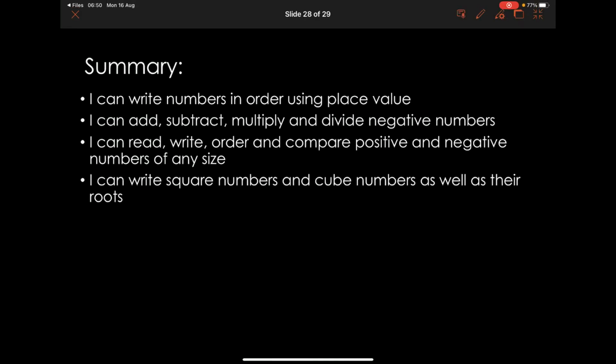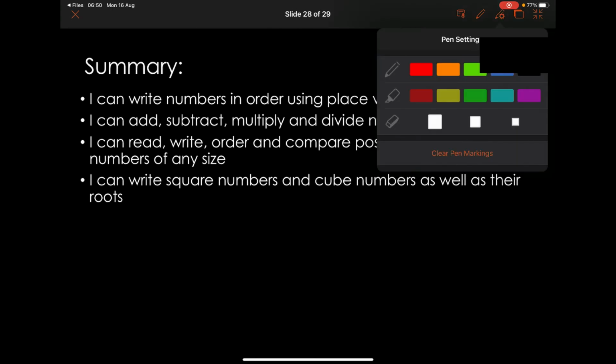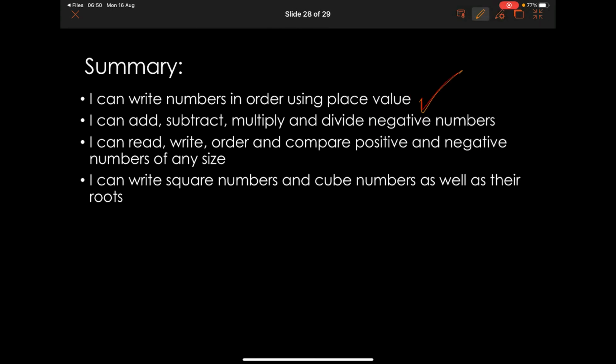Okay, that's all for today. So I hope you understood most of that. I think we went through a lot there. So have a practice using the assignment questions, and hopefully you've been able to write numbers in order using place value. Add, subtract, multiply and divide negative numbers and some positive numbers, but we've mainly looked at negative numbers in this case. You've been able to read, write, order and compare positive and negative numbers, as well as having a quick look at square numbers and cube numbers, okay?